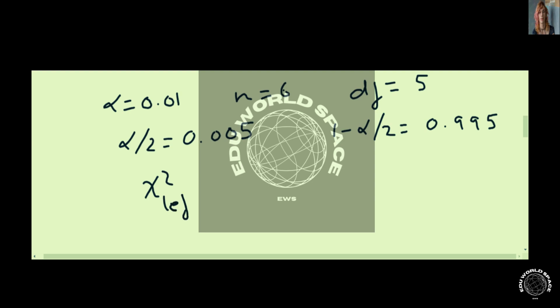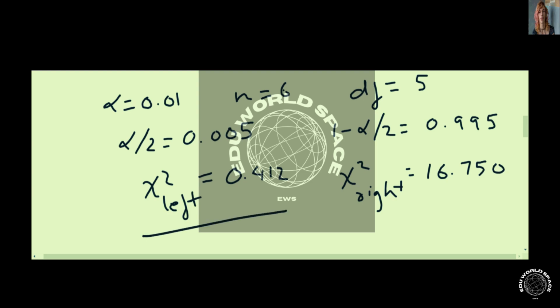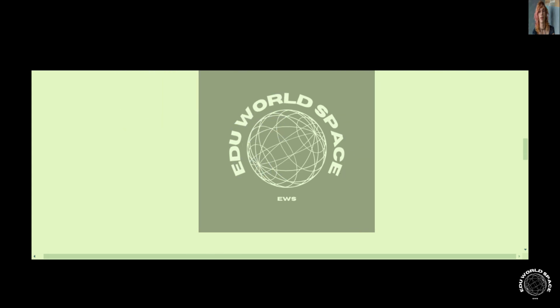Let's find chi-square left and chi-square right values. Chi-square left again would be chi-square 0.995 with degrees of freedom 5. If you check the table, this value would come to 0.41. Chi-square right would here again be chi-square 0.005 with degrees of freedom 5. And if you check the table, this value is 16.750. So these are the chi-square left and chi-square right values for part D. Let's move on to part E.